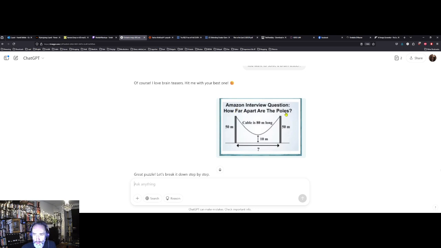How far apart are the poles? The poles are 50 meters tall. The cable is 80 meters long. There's a slack here of 10 meters. How far apart are they?